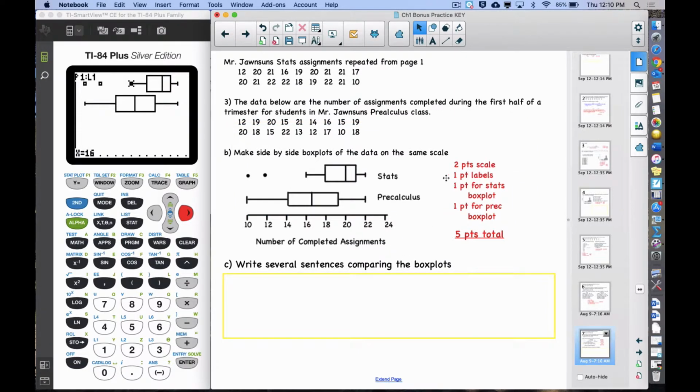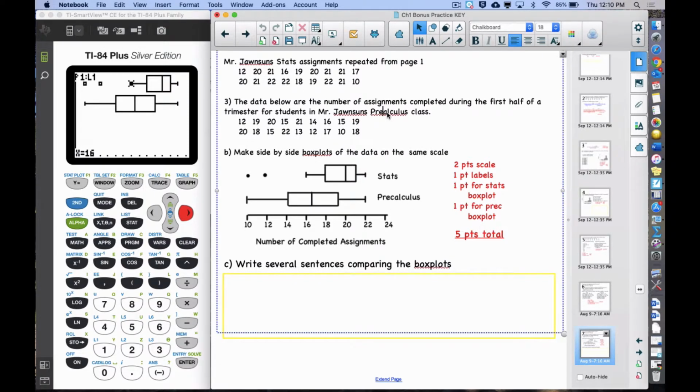Okay, so 2 points are just for having your scale correct, and that it's one scale, not a scale for this one and then underneath it a whole separate graph, but both box plots on the same scale. You need to label both what the variable is, the number of assignments complete, but you also need to label which graph is which. This data came from Mr. Johnson's stats class. This data came from Mr. Johnson's pre-calculus class. After I fix that typo.